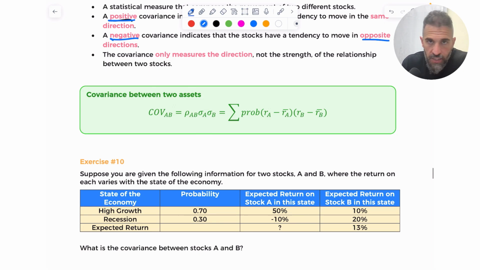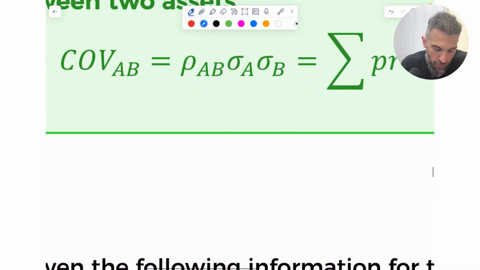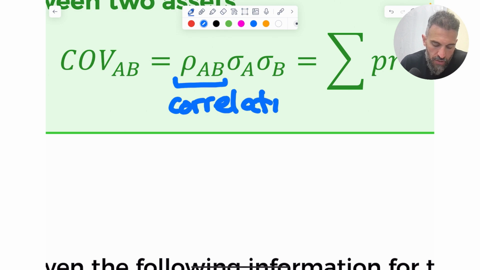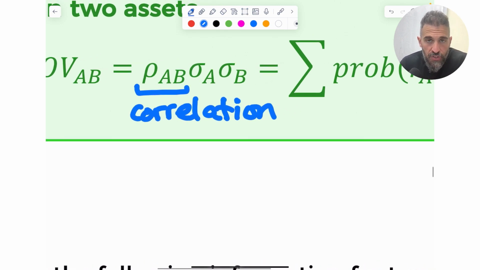You have two formulas, really, depending on what you have to work with. If you have the correlation coefficient, this is the symbol for correlation, then it's great. It's super easy. You take the correlation coefficient, you multiply it by the individual standard deviations, so A and B, and that'll give you the covariance. That'll give you that relationship between A and B.